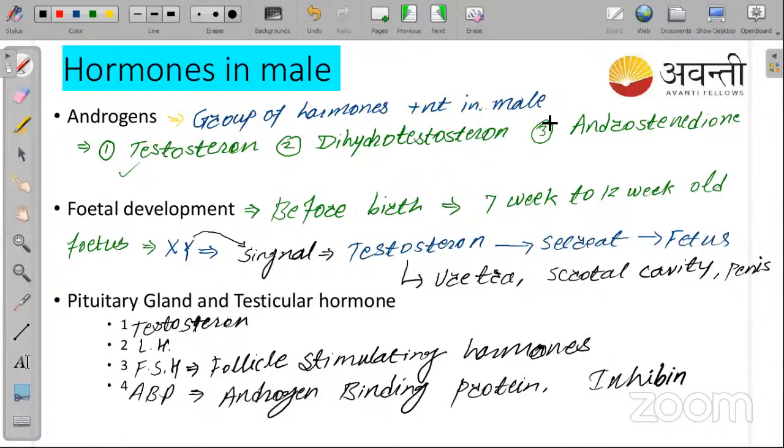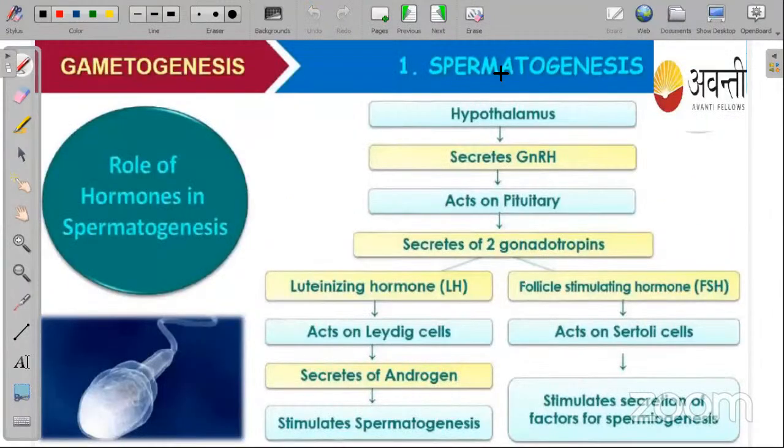ठीक है. So coming to the next is the process. So you can see here one chart. Okay, this is the process of spermatogenesis. Before spermatogenesis, this process happens, and this is the role of hormones for the spermatogenesis. Okay, so here you can see the hypothalamus. Okay, LH is the luteinizing hormone. I'm right here. You can see the name here, that is luteinizing hormone, LH. FSH means follicle stimulating hormone.